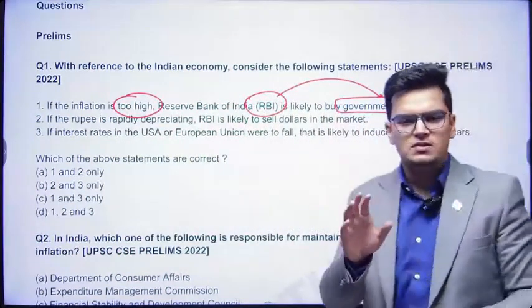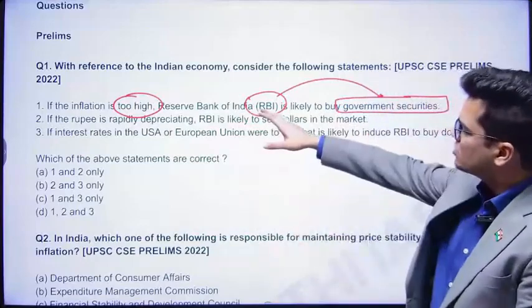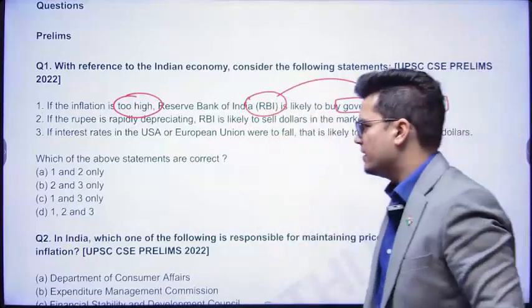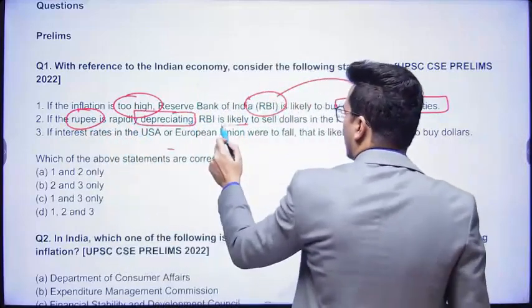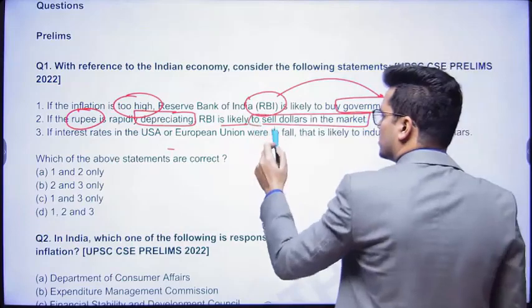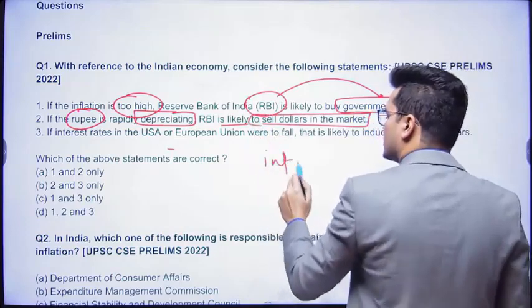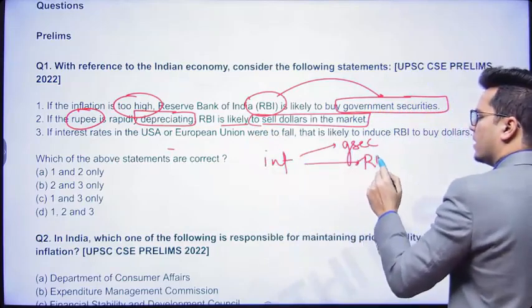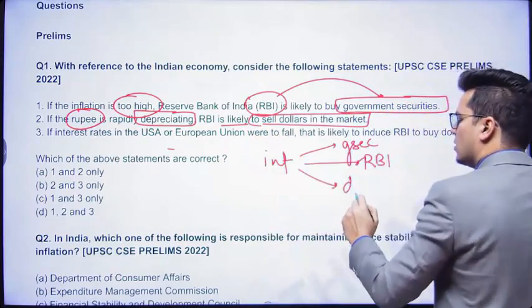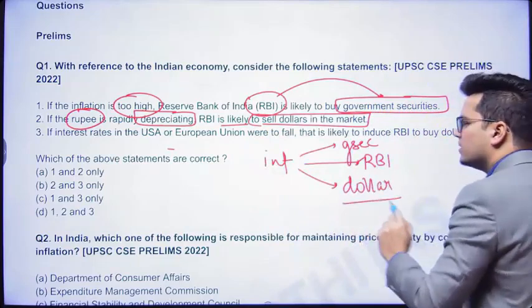We don't know what government securities are yet, but we have understood that this sort of question is asked. Then, if rupee is rapidly depreciating, RBI is likely to sell dollars in the market. So they have linked here inflation to government securities. They have linked it to the job of the RBI. They have linked it to the level of dollar in the economy.